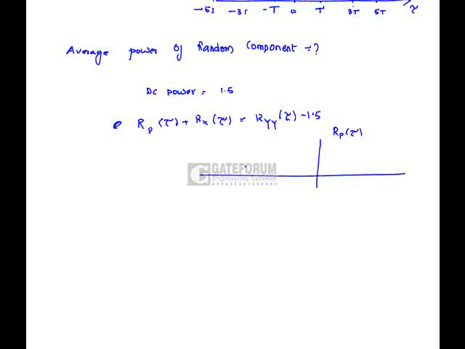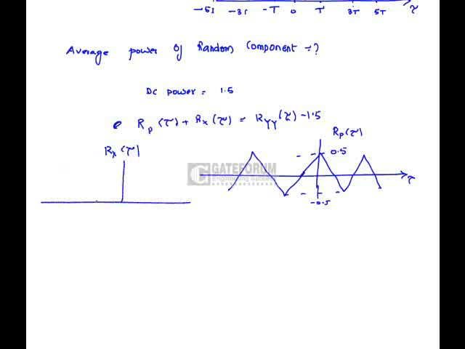This periodic autocorrelation function is plus 0.5, this is minus 0.5. Whereas the autocorrelation function of a random component is this, this is 1 minus |τ|. So the average power of a random component is nothing but Rx(0), which is 1 watt, that is option D is correct.